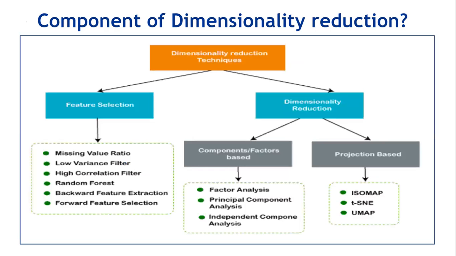Now you can see that in the dimensionality reduction technique, there are 2 components, feature selection and dimensionality reduction, or you can call it feature extraction also. In feature selection, there are further parts like missing value ratio, low variance filter, high correlation filter, random forest, backward feature elimination, and forward feature selection. These are all techniques we use in feature selection. And in dimensionality reduction, there are component-based techniques like factor analysis, principal component analysis, and independent component analysis. And in the projection-based ones, we have Isomap, t-SNE, and UMAP. These are all techniques we will learn in more detail.